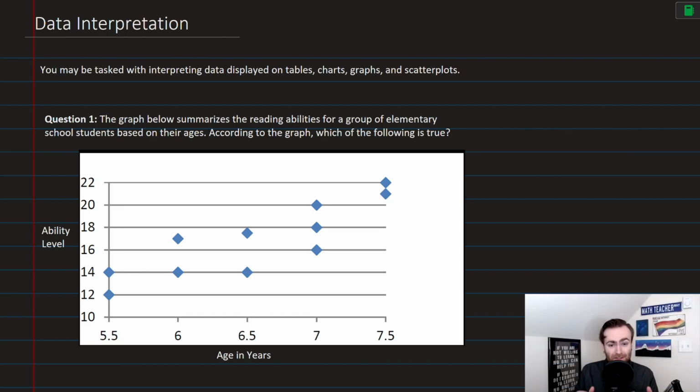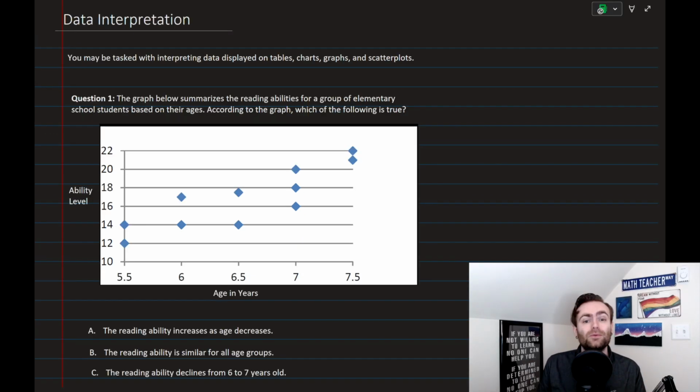So let's talk data interpretation. For math class or standardized tests, you need to be able to look at a chart, a table, graph, scatter plot, histogram, be able to look at data no matter how it's represented and be able to make interpretations based off of that data. So let's try out some problems because that's really the only way to practice and see how we do.